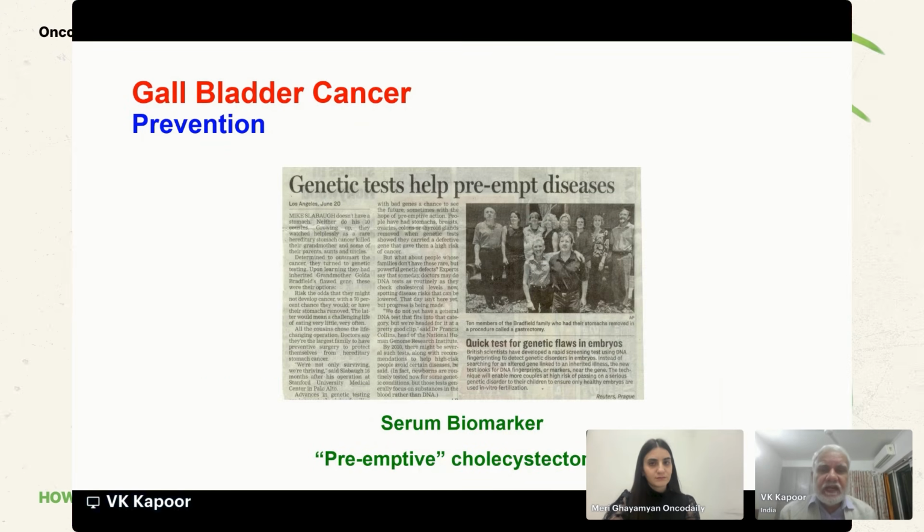What is required is that we need to find a serum or a genetic biomarker which can predict a very, very high risk of gallbladder cancer, like the family who underwent a total gastrectomy because they had a gene which predicted a very high risk of stomach cancer, and then it becomes a preemptive cholecystectomy. We know that this patient is almost likely to develop gallbladder cancer, but as of today, we do not have that kind of a biomarker or genetic marker, and research is going on in that direction.